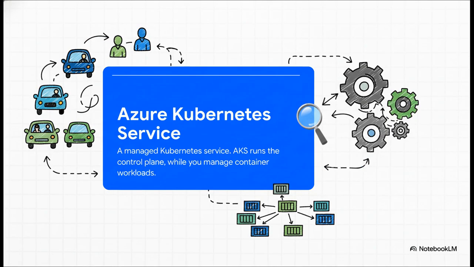But what if you're not just taking one taxi ride? What if you're running an entire ride-sharing fleet? I'm talking hundreds of cars, drivers, and complex routes that all have to be perfectly coordinated. That is Azure Kubernetes Service, or AKS. It is the industrial strength powerhouse designed to manage incredibly complex, multi-container applications at a massive, massive scale.